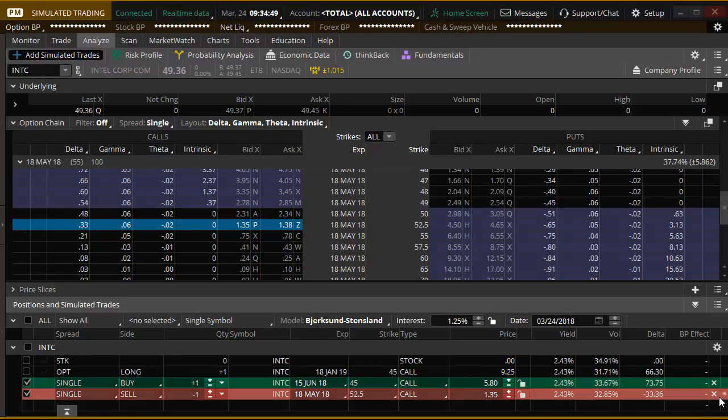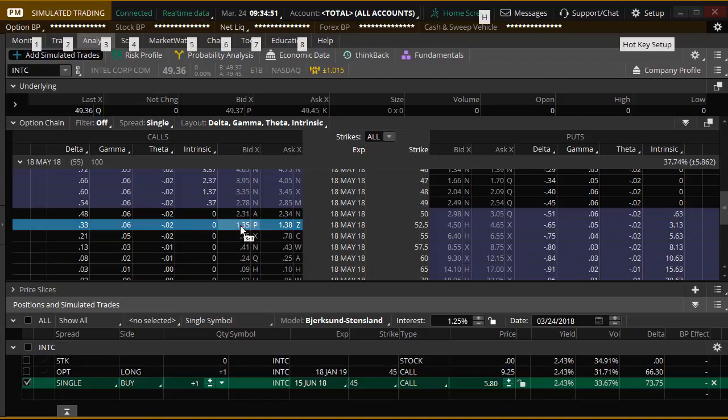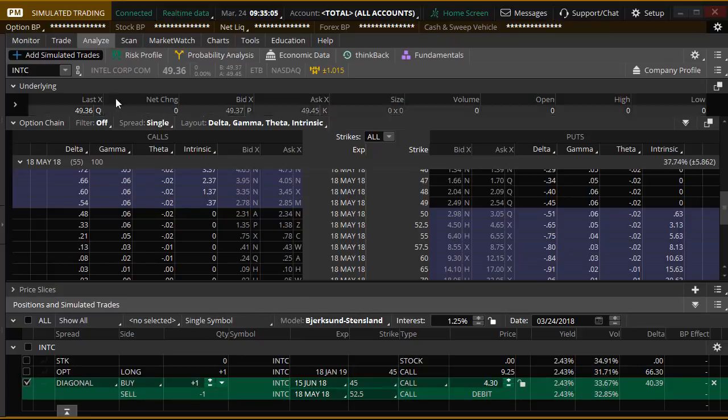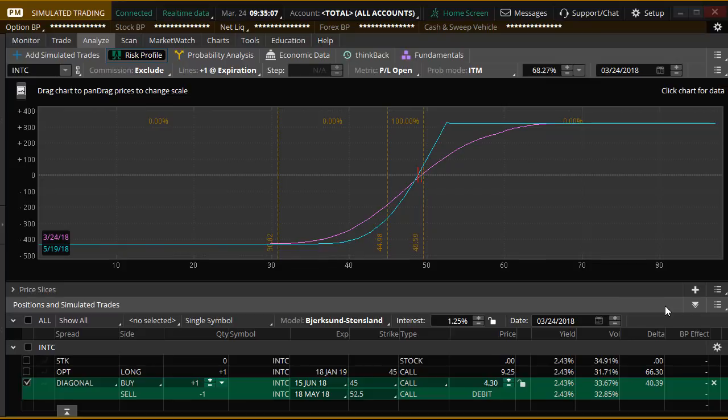shouldn't have done that way. Need to hold this down and make them one trade. Thinkorswim calls it a diagonal. Okay, it's a diagonal because it's in two separate months. Okay, but let's look at the risk profile. The risk profile is essentially identical, right? There's our capped win. Here's the stock trade that we're mimicking. Here's our max risk.